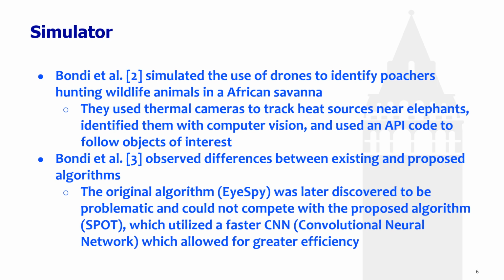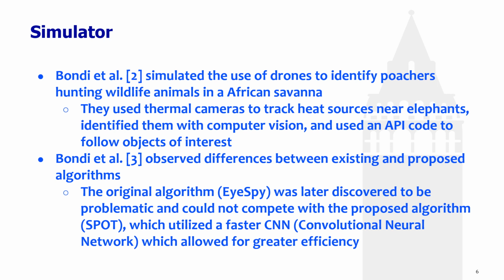And basically what they did is they simulated the use of drones to identify poachers hunting wildlife animals in an African savanna. The main difference is that they use thermal cameras to track heat sources, because elephants are probably the largest heat source in savannas. They use computer vision to confirm that these actually are elephants, and then they use an API code to follow these elephants around.